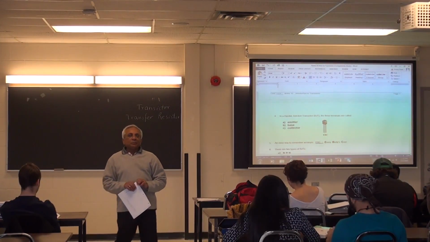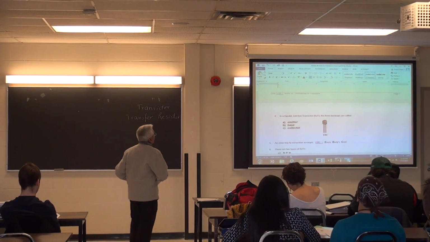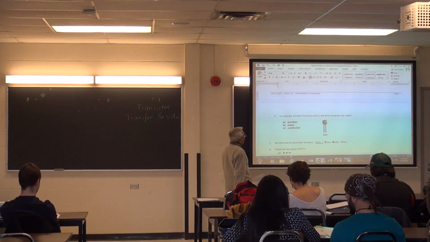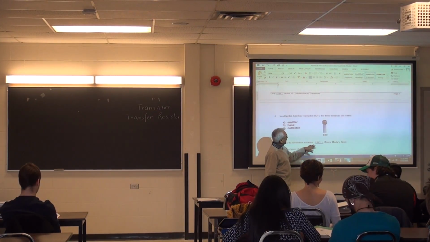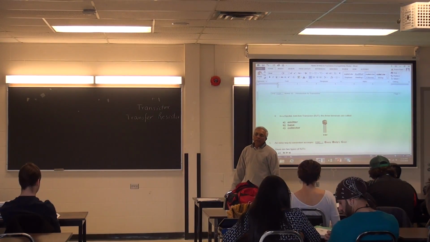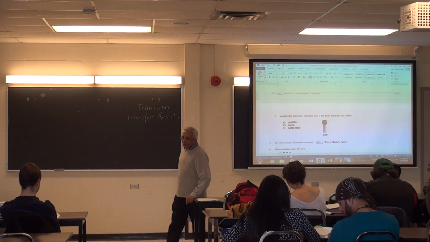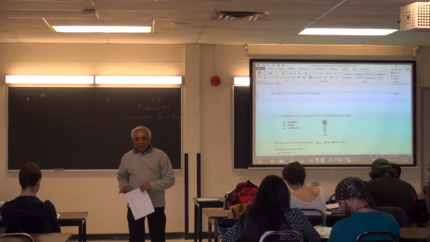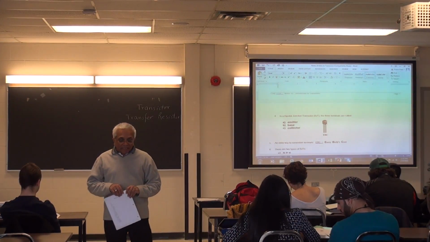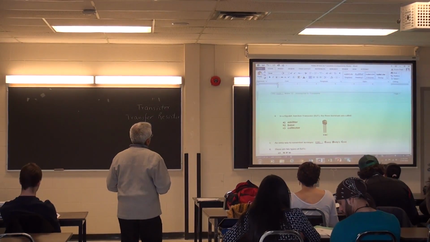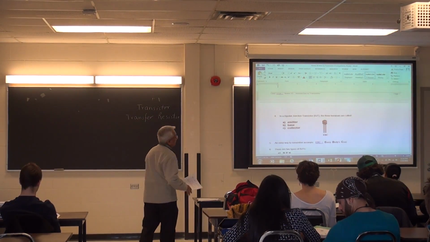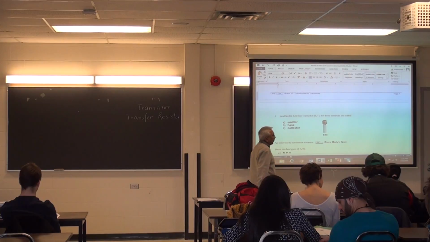Okay, so the first one is called the emitter, the second one the base, and the third one is the collector. EBC. I came up with a quick way of how to remember that. Everybody's cool? EBC: emitter, base, and collector. Okay, so let's keep going.